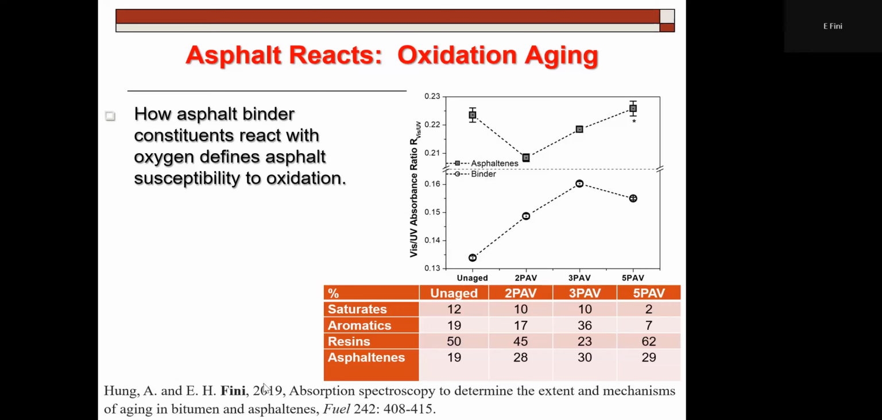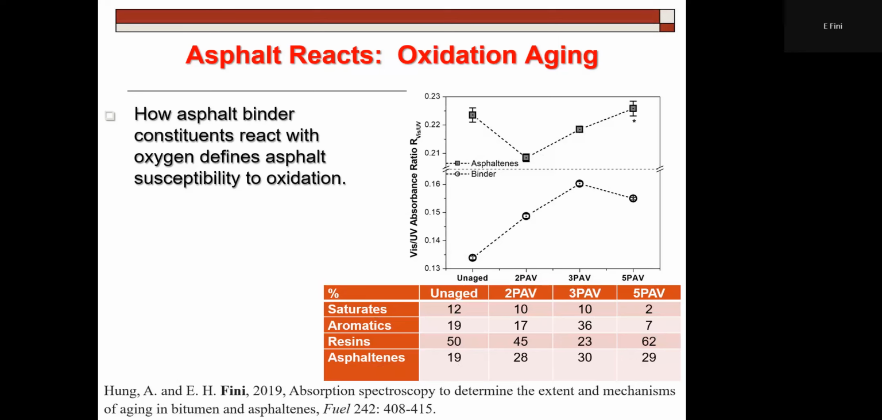And in the table here, you can see how the saturate, aromatic, resin, and asphaltene, which together make asphalt binder, change over the aging period. For instance, on the top, you can see the changes that are happening in saturate versus asphaltene, which actually goes from 19 to 29, while aromatics goes from 19 to 7. So the change of them are different because they have different reactivity to oxidation.